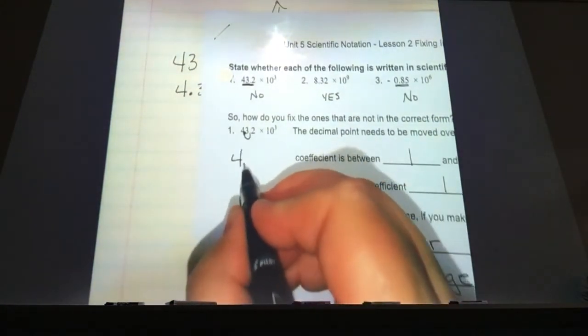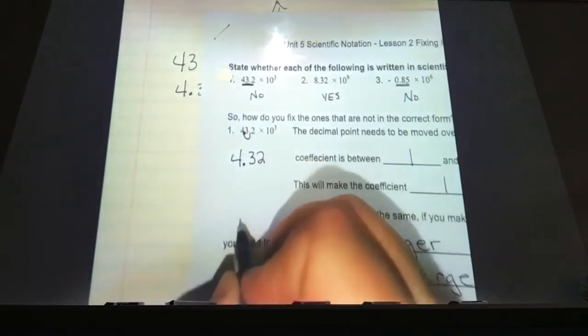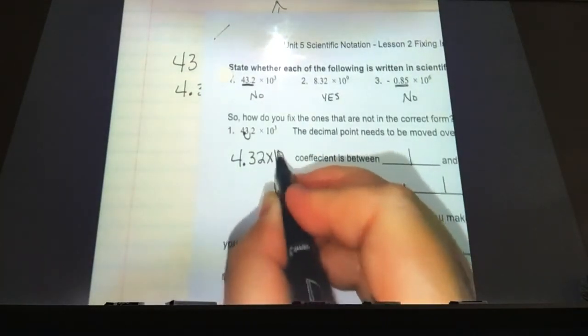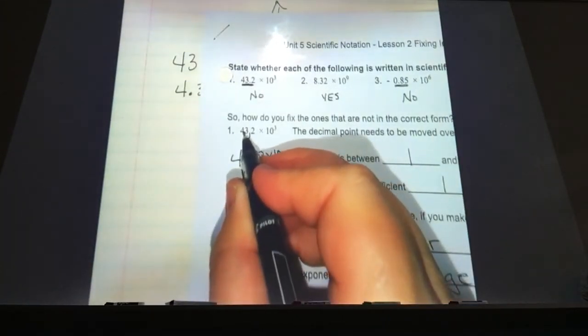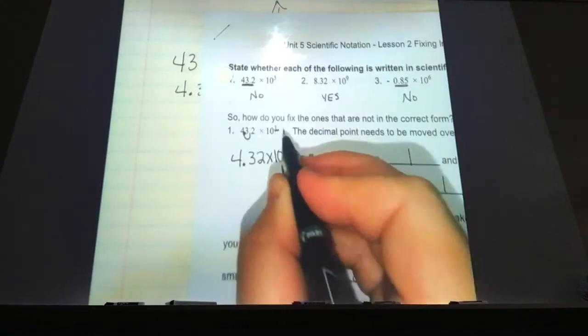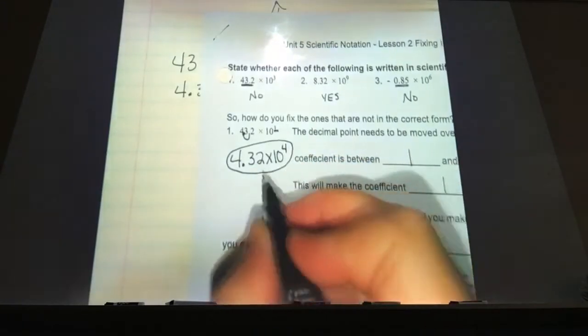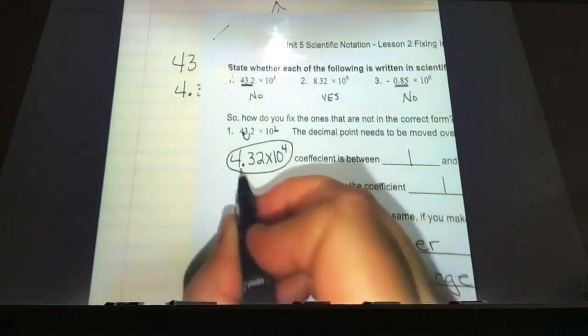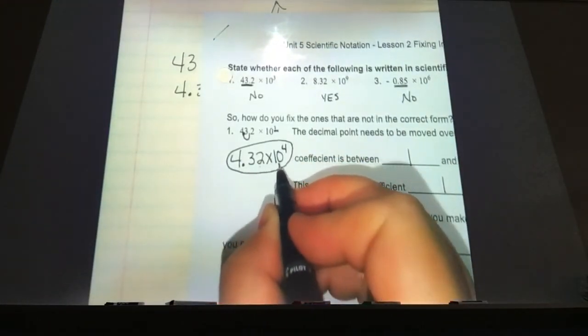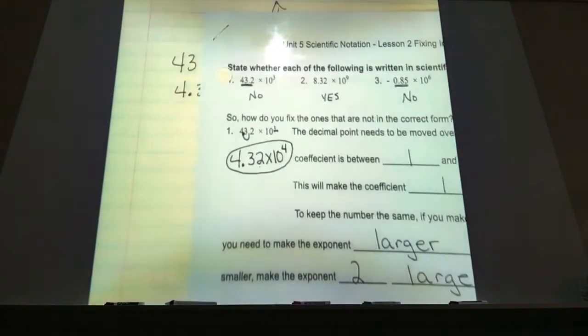So it's 4.32 times 10 to the, we made this 1 smaller. We need to make this 1 larger. Ta-da! Look, it's in scientific notation. This is between 1 and 10 times 10, exponent on the 4.